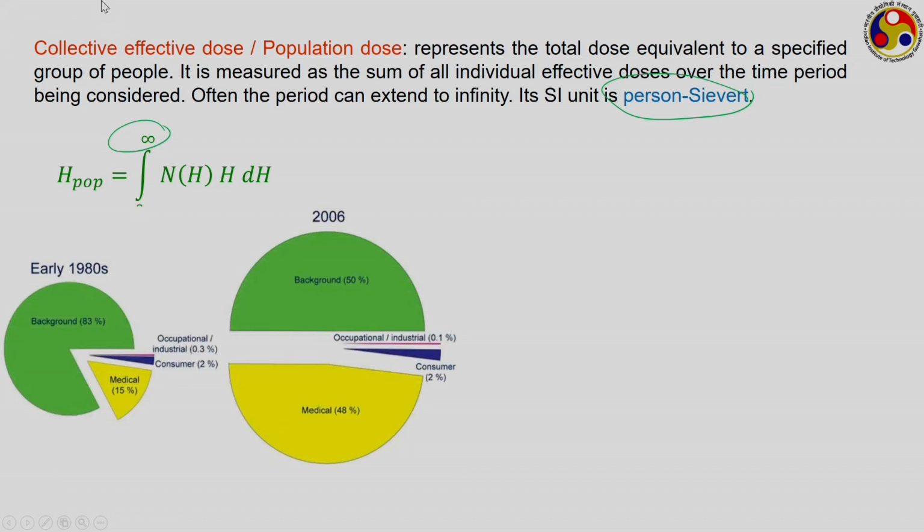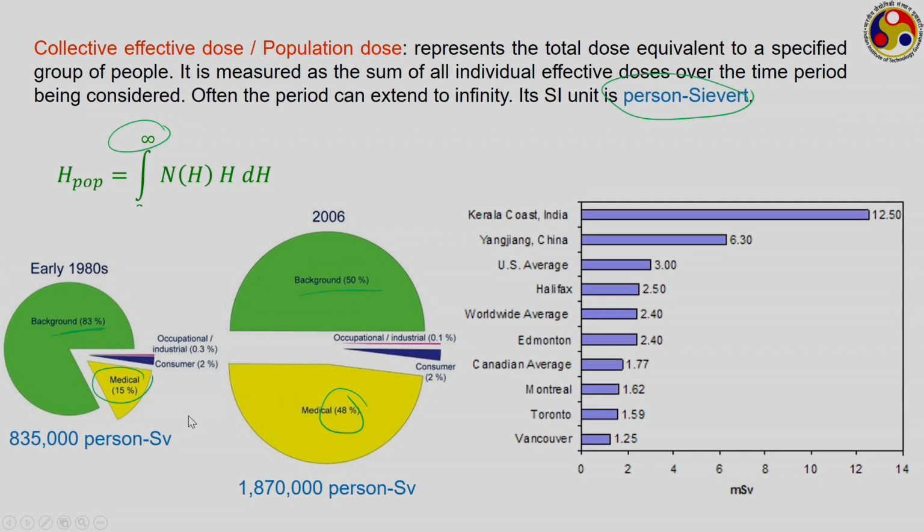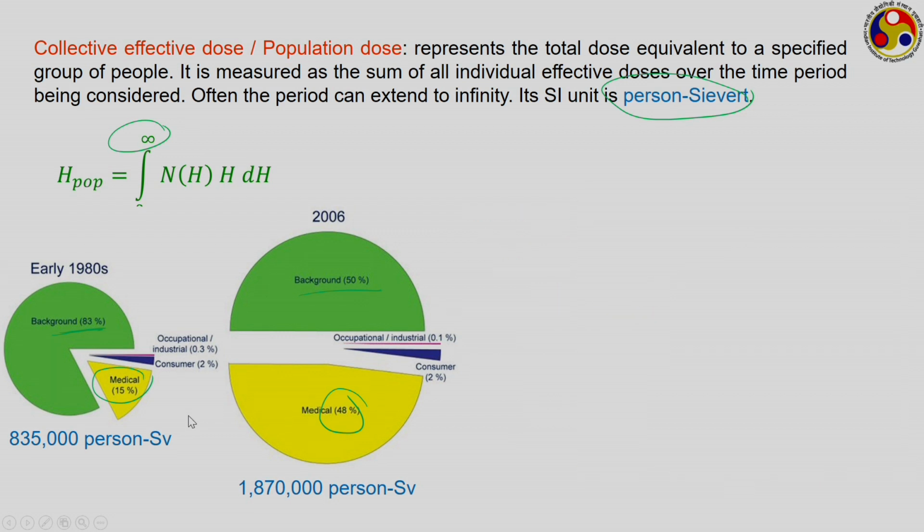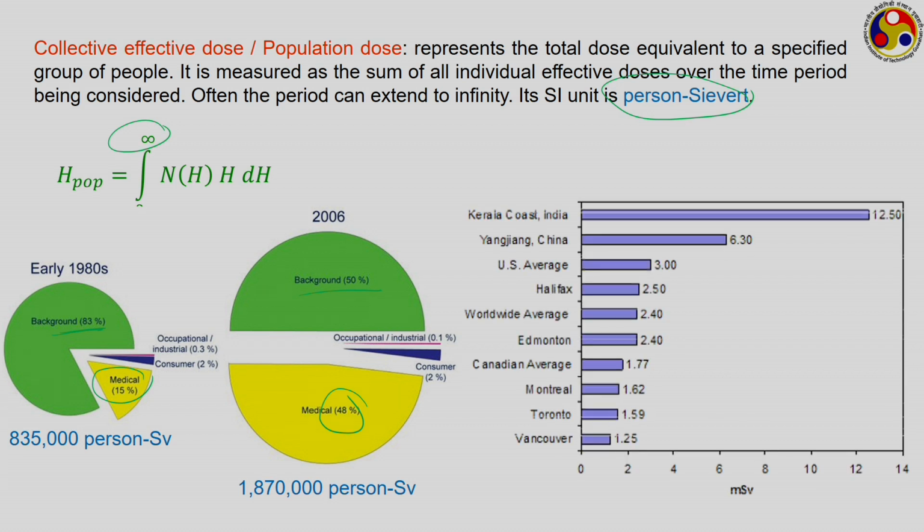In the early 80s, the effect of background radiation was much larger. For medical instruments, it was only very small, about 15%, whereas in 2006 the background share has dropped to 50%, or actually it has not dropped, its quantity remains more or less the same or has increased a bit, but from the medical part the radiation exposure has gone to a very high level. It was about 0.8 million person-sievert, whereas in just 20 odd years it has become 1.9 million person-sievert.